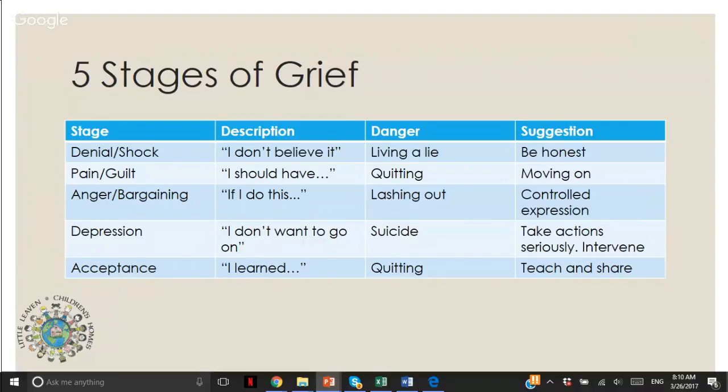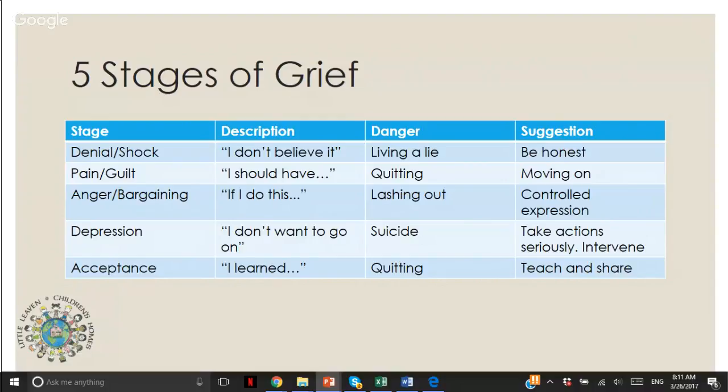And really, if someone wants to hurt themselves, we need to go for the most professional help we can if it's available. Not all countries, Little Leaven's an international organization, not all countries have psychologists to help with this type of thing. We need to get the most professional help we can when someone is contemplating suicide. We need to take it very seriously. The last stage is the one we want them to get to, acceptance.